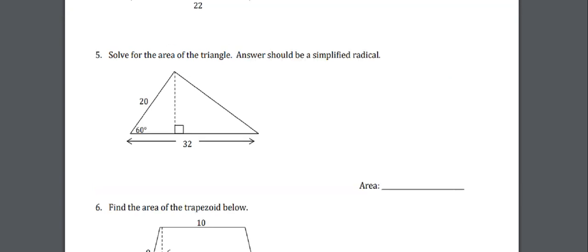Alright, number 5. Again, I've got to find the area of a triangle. Area of a triangle is base times height divided by 2. We know the base is 32. So I'm like, alright, the base is 32, but I need to find out what the height is, which is this dotted line. And I see it's a triangle. If that's 60, this is 90, which means this is 30.